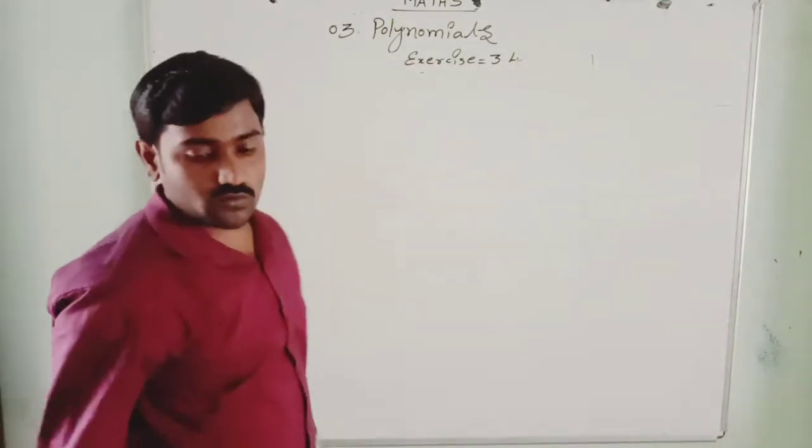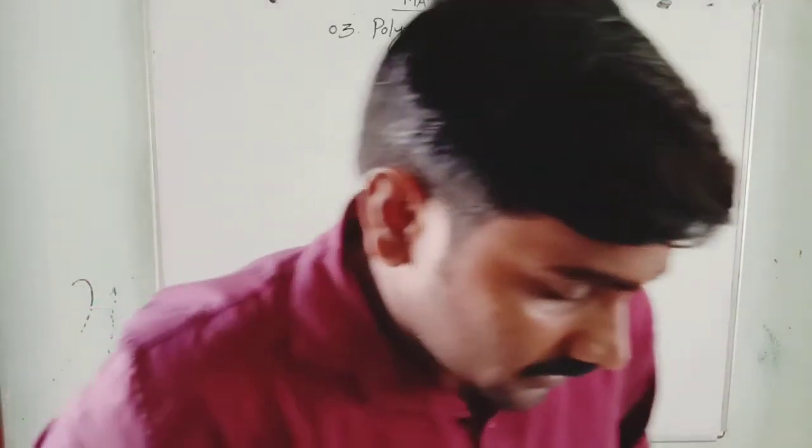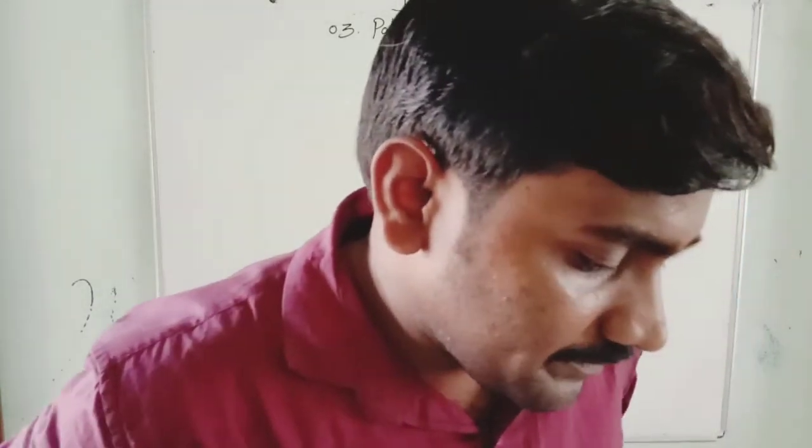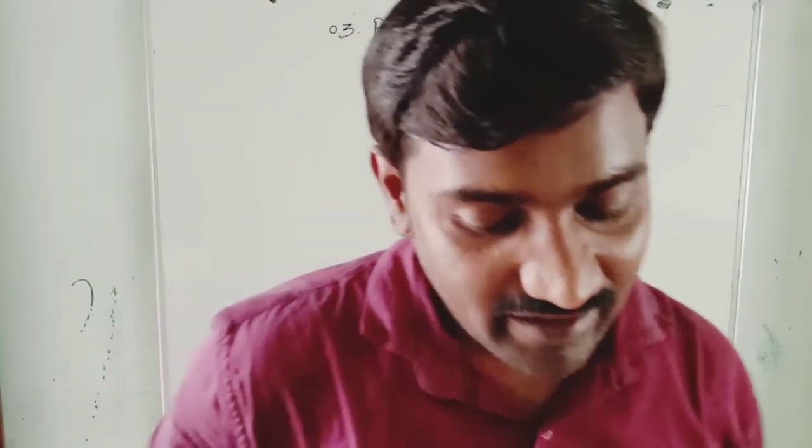What is bit number 2? First of all, let us see. Check in which case the first polynomial is a factor of the second polynomial by dividing the second polynomial by the first polynomial.